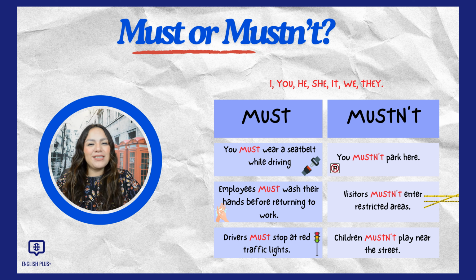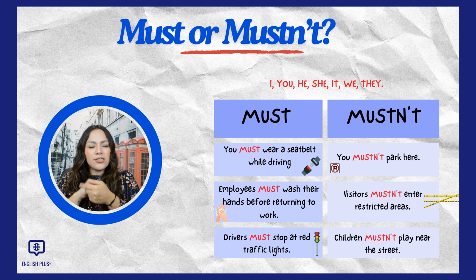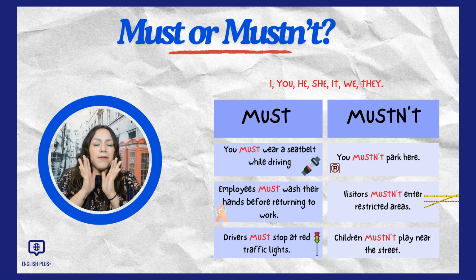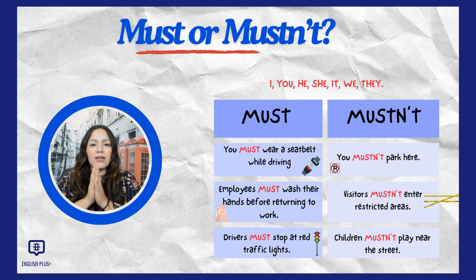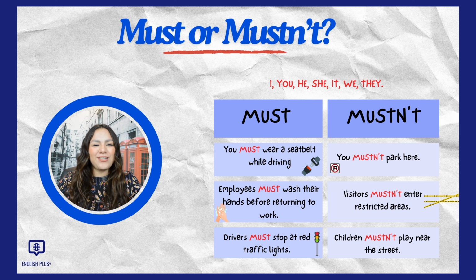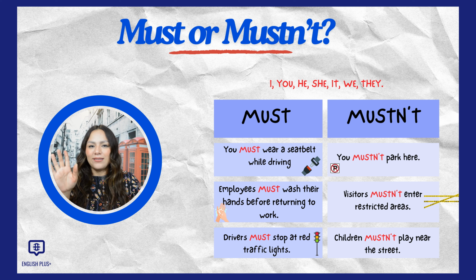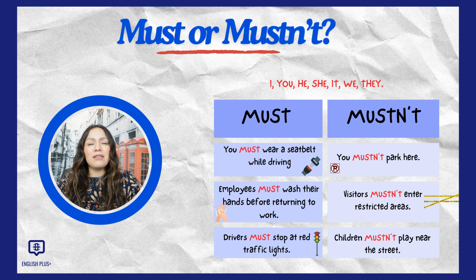Let's continue with the second example. Employees must wash their hands before returning to work. Again, maybe it's an obligation that they have to follow by rule. Let's continue with the next example. Drivers must stop at red traffic lights. One more time, I am talking about an obligation that maybe is written or a rule.